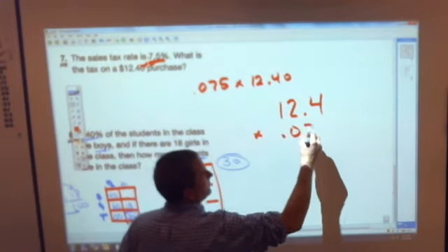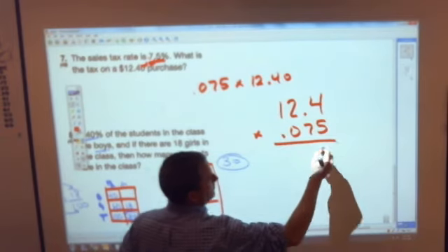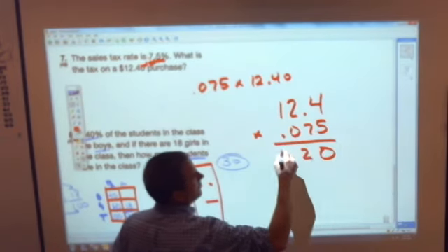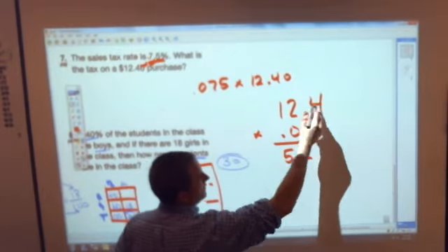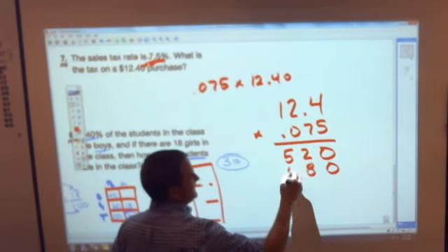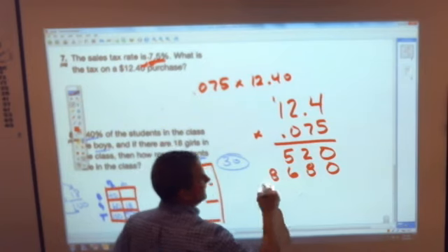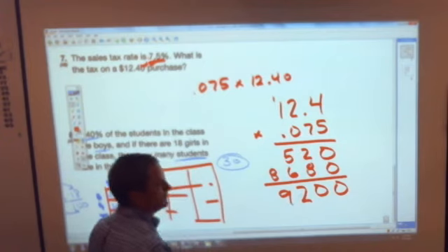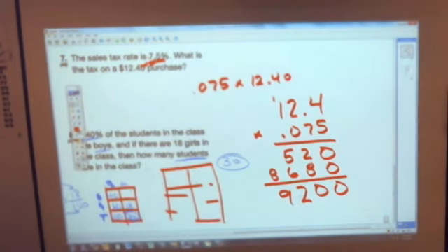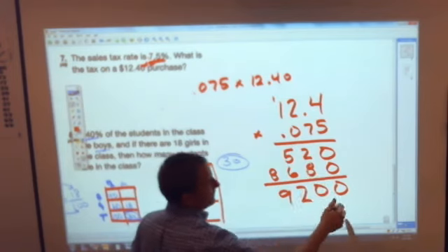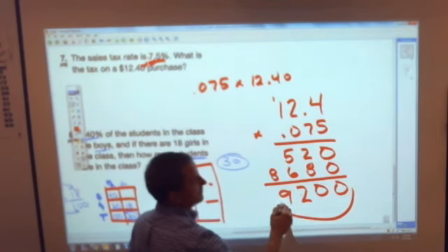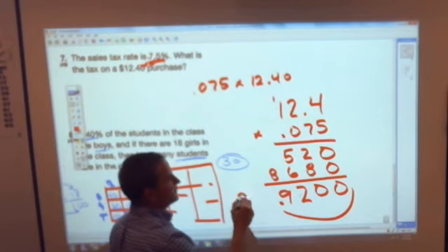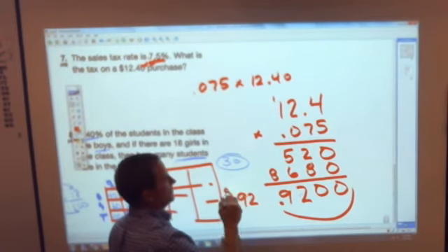Times 0.075. 20, carry the 2. 10, 12, 5, right down to 0. 28. 2, 14, 16, 1, 7, 8, 0, 0, 2, 9. Well, that doesn't make sense. Is $9,200 my answer? You need, if there's one decimal place here, 3 there, that's a total of 4. Decimal point right here. Looks like tax will be 92 cents.